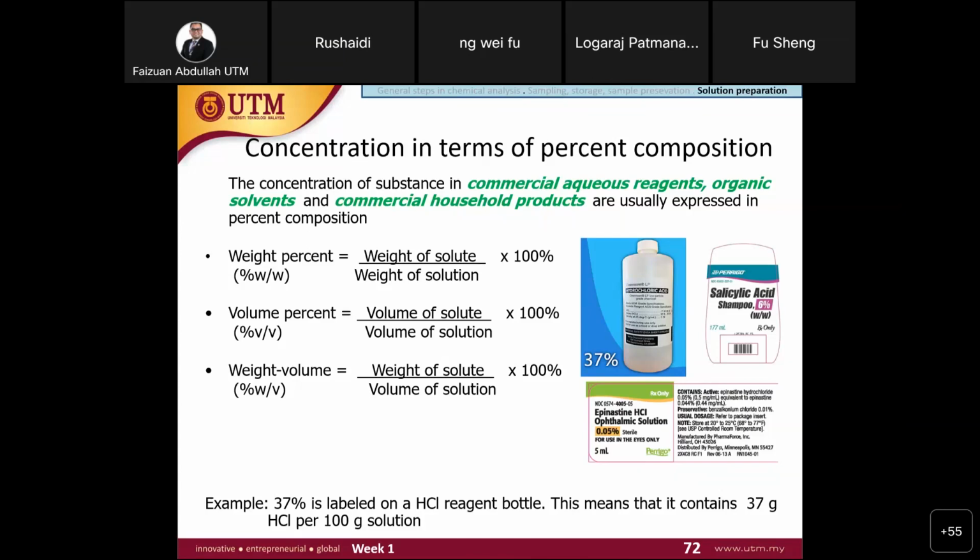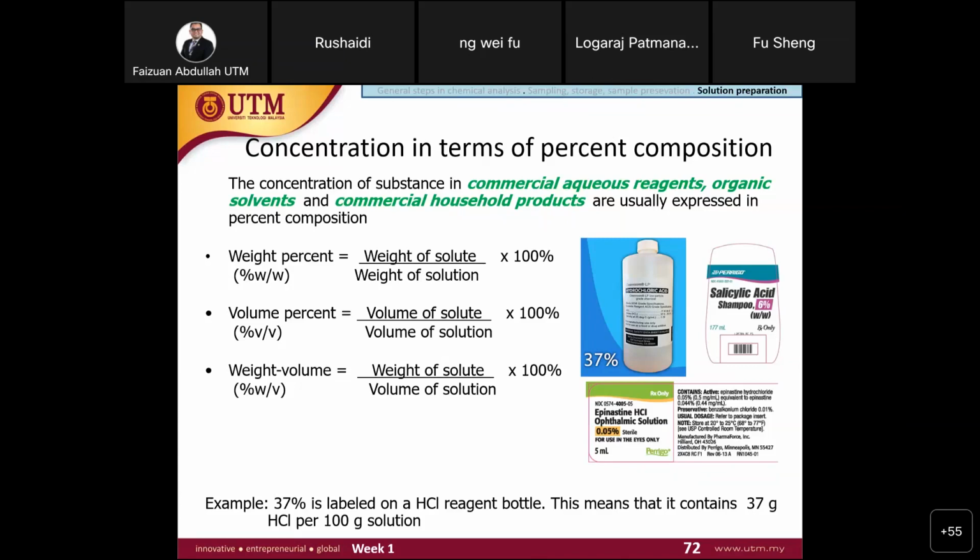For example, there you can see in the note 37% of hydrochloric acid. That is volume by volume. So if the total volume of the solution is 1 liter, it is 370 milliliters of hydrochloric acid, and also 630 milliliters of water.